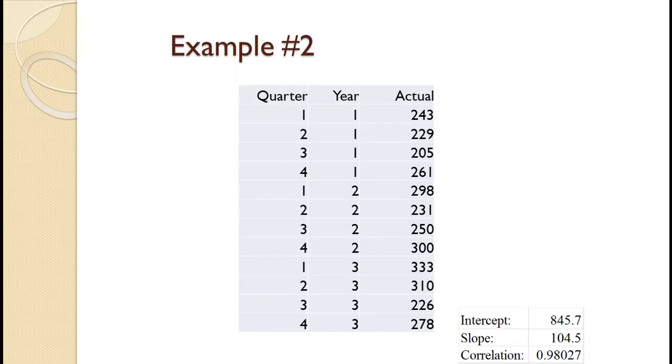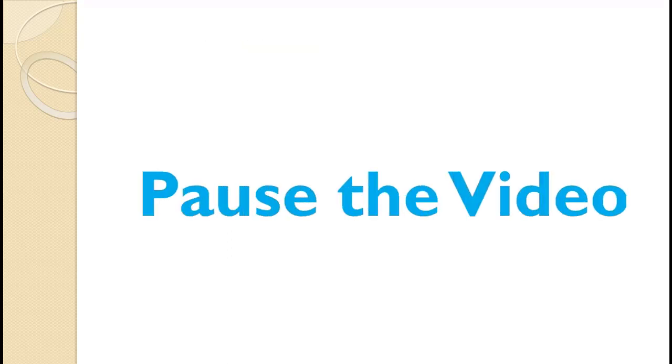Using the next set of data shown on the slide, we wish to prepare a forecast for the next year using simple regression and adjusted for seasonality. Note that the intercept will be 845.7, the slope will be 104.5, and the correlation coefficient will be 0.98027. Since you've seen an example already, let me suggest that you pause the video and try to work this problem on your own. Once you're done, you can use the video to check your work and spot any mistakes you might have made.